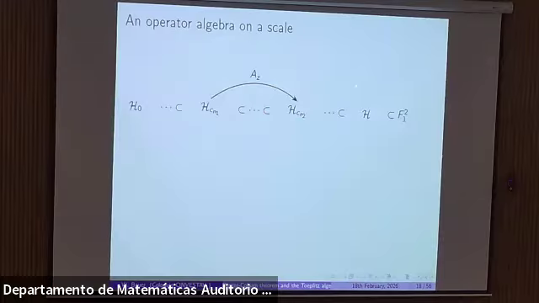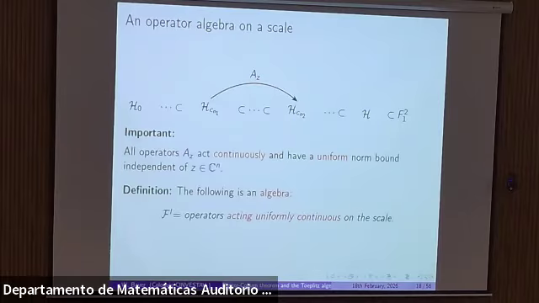So they have different topologies. And the operator norm should be independent of z, or the bound should be independent of z. That's what it means. So you may think of a differential operator or pseudo-differential operators acting on scales of Sobolev spaces. That's such a thing. But here it's simpler, we only have scales defined by a growth condition.